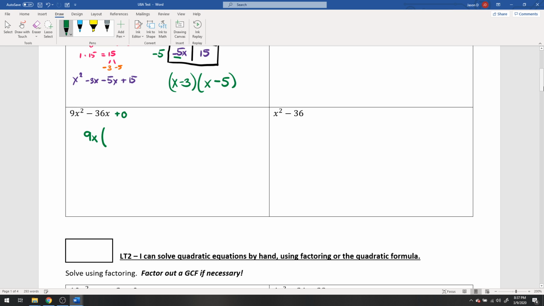They share a 9 as part of the GCF because 36 is divisible by 9. We know 9 is going to be part of that GCF. And both terms have an x. So the GCF must include x, 9x. And what's left over after pulling it out is x minus 4. And you're done. That's it.